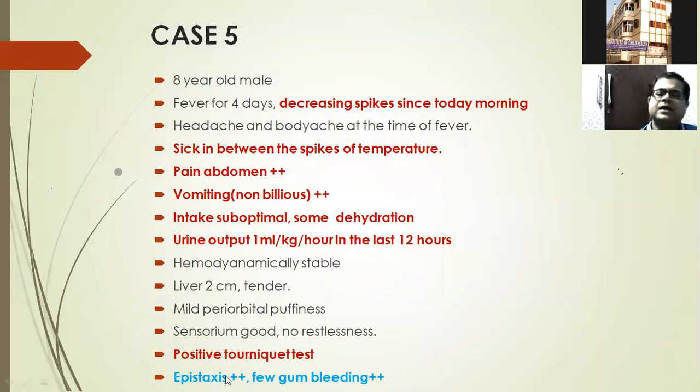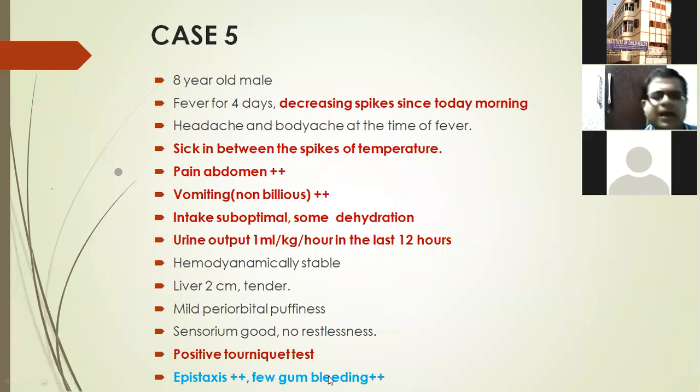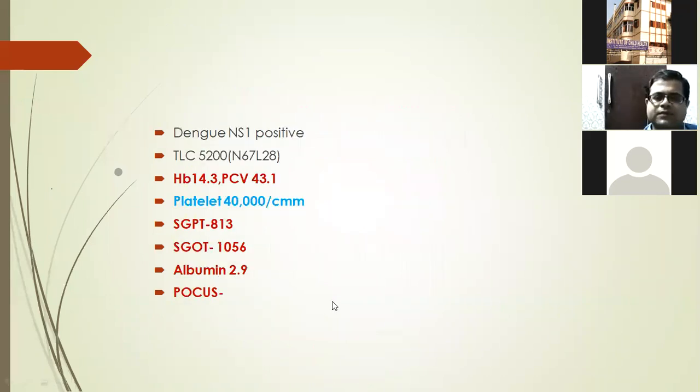But the patient came to the emergency with a history of 1 episode of epistaxis from the right nostril, and on examination you find that there is some gum bleeding and petechiae. So, the blood test: you got the report that PCV is in the same range, SGPT and SGOT almost in the thousands, albumin a bit decreased at 2.9. And you see the platelet count is 40,000. Previously it was 70,000. It's more thrombocytopenic.